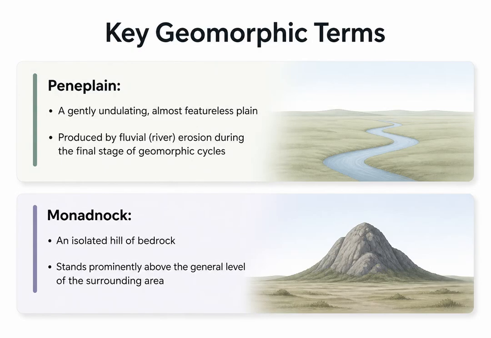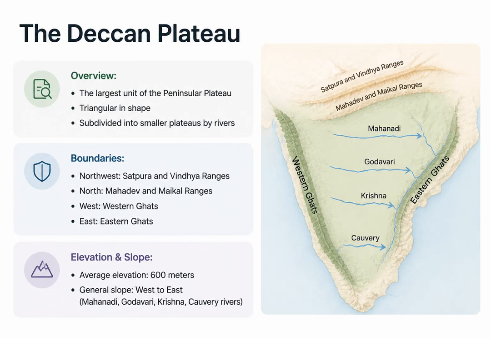Before we move on, let's clarify two geomorphic terms we just encountered. A peneplain refers to a gently undulating, almost featureless plain. It represents the final stage of a landscape's life cycle, where river erosion has flattened almost everything. A monadnock, on the other hand, is an isolated hill of hard bedrock that resisted that erosion, standing prominently above the flattened surrounding area. Now we arrive at the largest unit of the peninsular plateau, the Deccan Plateau.